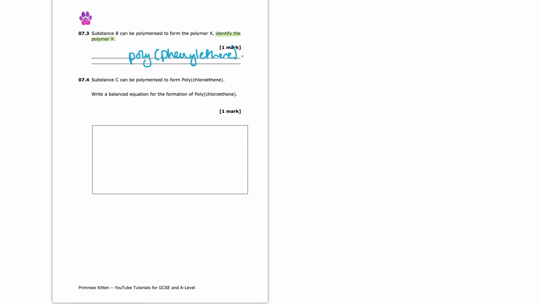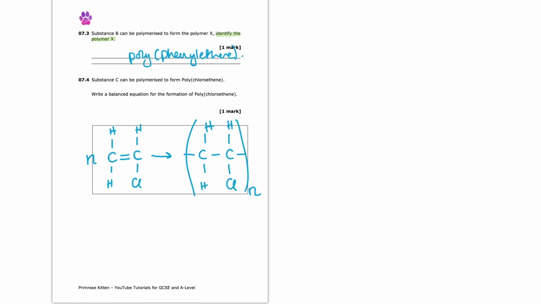So for 7.4, we're told that substance C can be polymerized to form polychloroethene, and we're asked to show a balanced equation for this. So when it comes to the monomer of this, that is just chloroethene. And when it comes to writing a balanced equation for the formation of a polymer, we want to put a little n in front of it. And then what that will become is something where we break open that double bond so that it has nice little open arms. Everything else looks exactly the same, but we're going to add in some brackets around it and a little n down on the bottom right hand corner. And so that there is a formation of polychloroethene from simply chloroethene. Perfect.